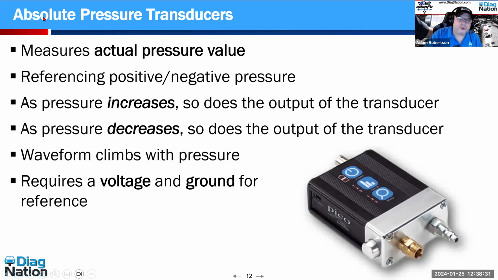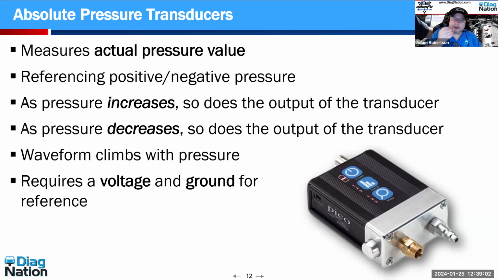The absolute design pressure transducer is going to be a pressure transducer that measures absolute pressure. Well, what do you mean absolute? Well, let's just call it actual pressure. This thing is going to read me if it's 20 psi. Depending on the transducer, it may read me if it's negative 10 psi or 20 inches of vacuum. But this type of transducer is going to read actual pressure in a value.